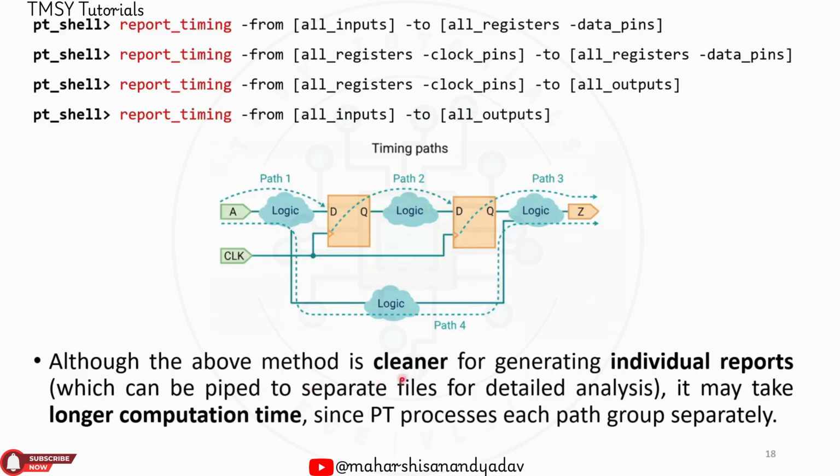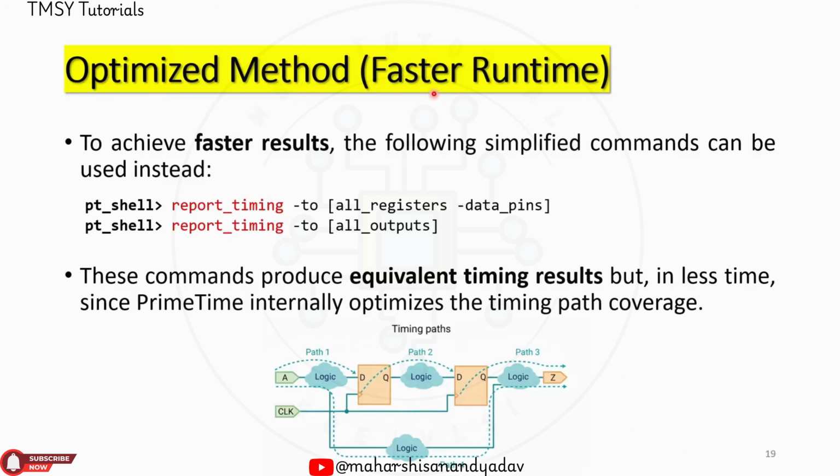Although the above method is cleaner for generating individual reports, which can be piped to separate files for detailed analysis, it may take longer computation time since PrimeTime processes each path group separately. So we can use it like this, but computational time will be more. Now let us see the optimized method for faster runtime.